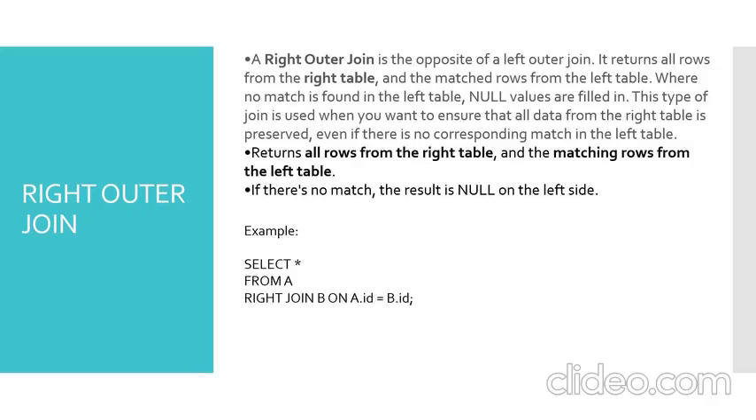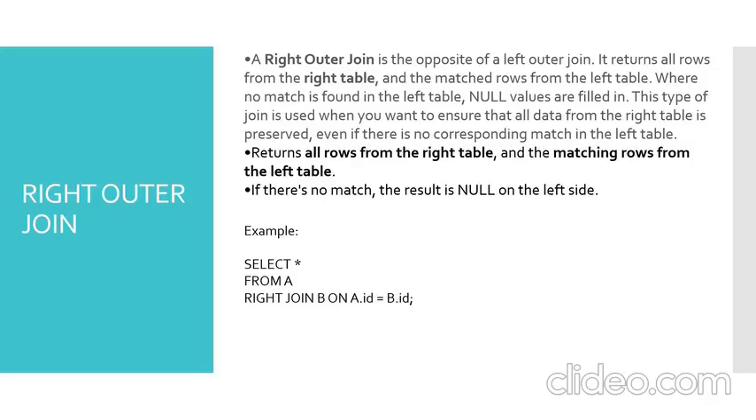It returns all rows from the right table and the matching rows from the left table. If there's no match, the result is null on the left table. Before it was null on the right table, but in the right outer join it is in the left table. For example, select star from A right join B. Here B is the right table and A is the left table.